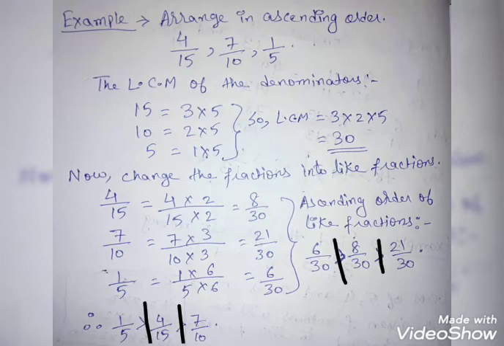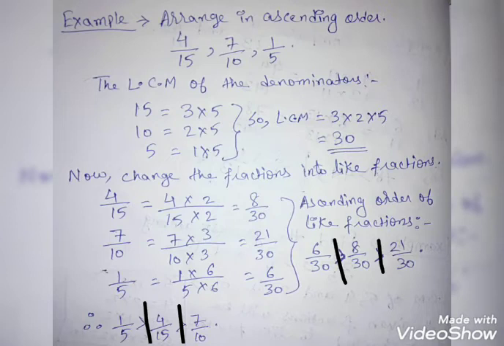Now all of them are in like fraction. So ascending order of the like fraction would be, that you can see on the screen, 6 by 30, then 8 by 30, then 21 by 30. And now if you are going to write the actual fractions before making them like fractions, it will go like this: 1 by 5, then 4 by 15, then 7 by 10.